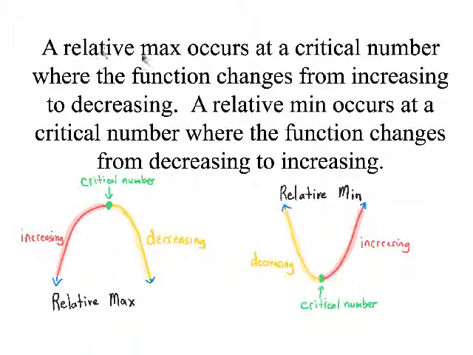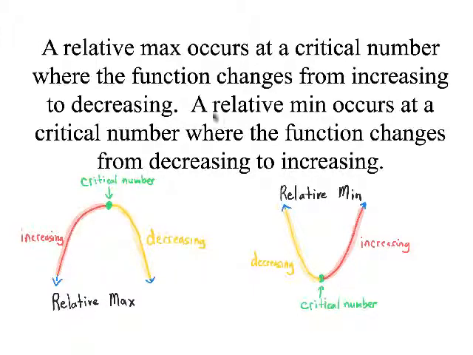Alrighty, a relative max occurs at a critical number where the function changes from increasing to decreasing. See right here, this is a relative max. Do you see how it goes from increasing to decreasing? There's always a critical number between that. So you find critical numbers, and then you check to see if you go from increasing to decreasing, it's going to be a relative max.